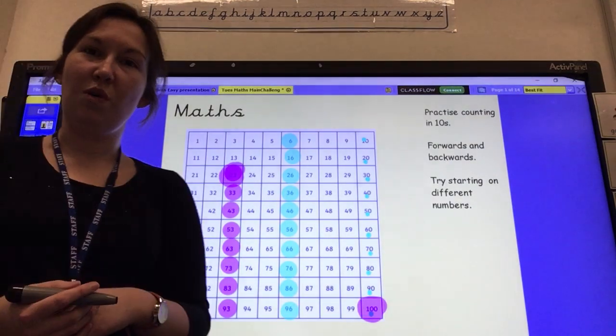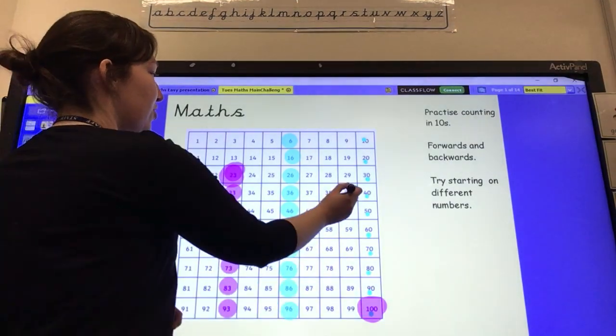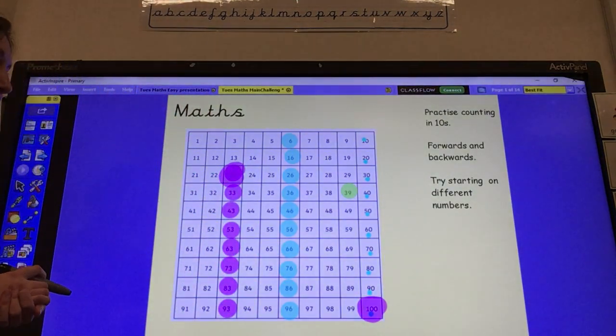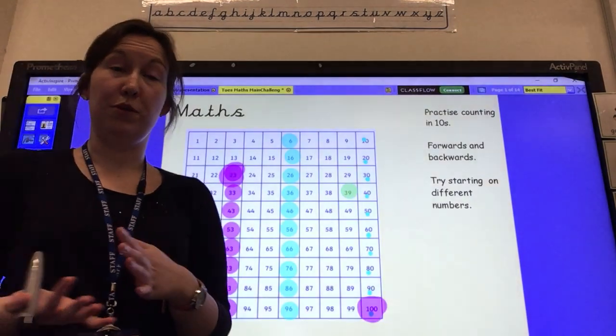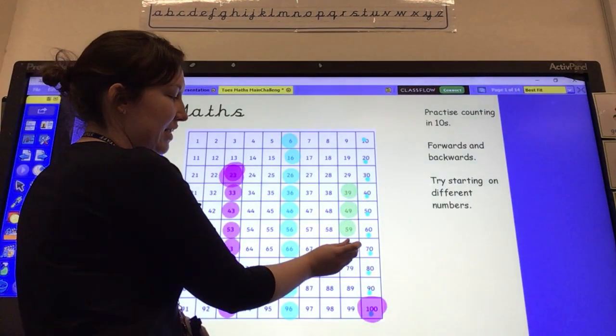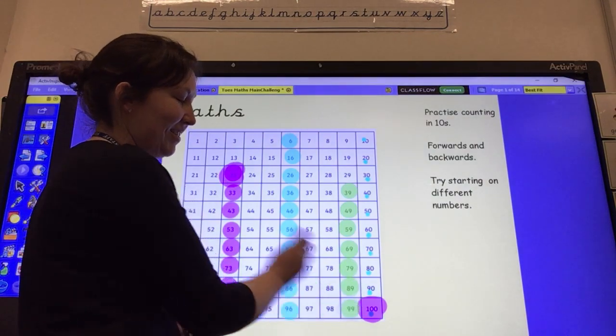And one last one, can you start on the number 39 and count forwards in tens? So pause the video. And well done to everybody who correctly counted on as 49, 59, 69, 79, 89 and 99.